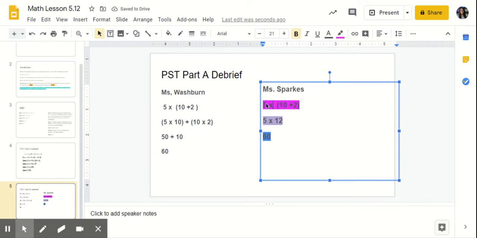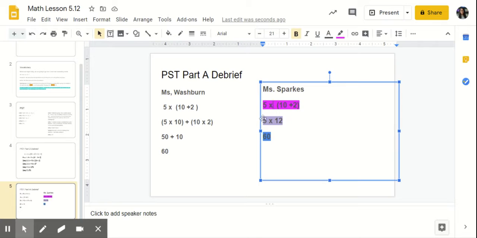Our task here is to look at both of their work and decide who is correct. So the first thing we are going to do is look at Ms. Sparks' work. I can see that the first thing Ms. Sparks did was solve what's inside of the parentheses. So first she did 10 plus 2, she got 12, and then she brought everything down.